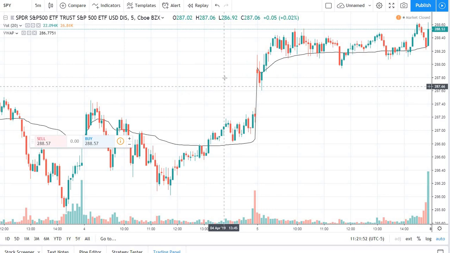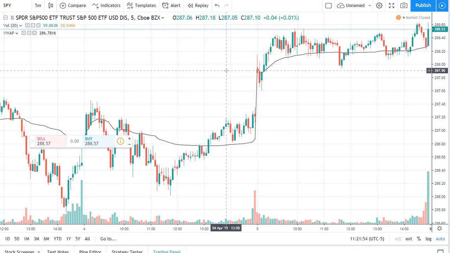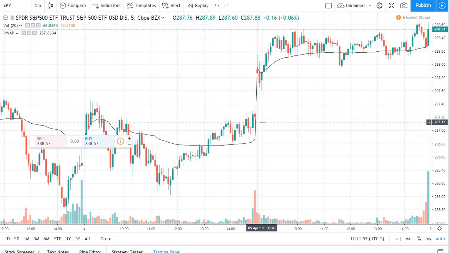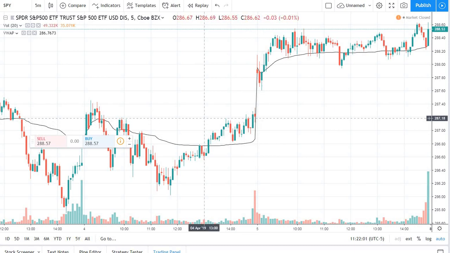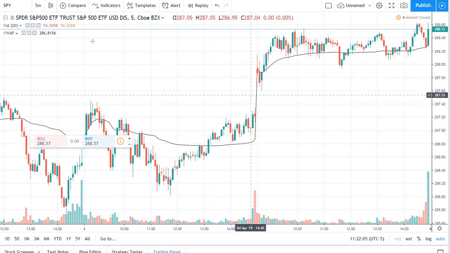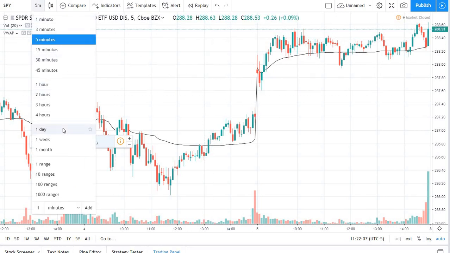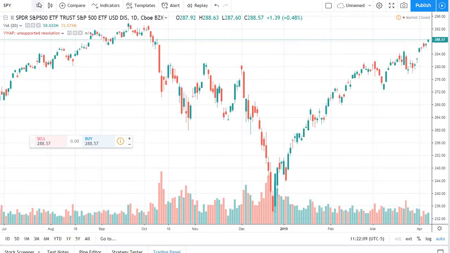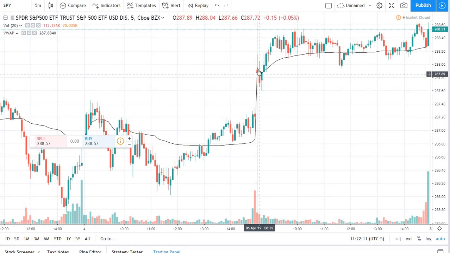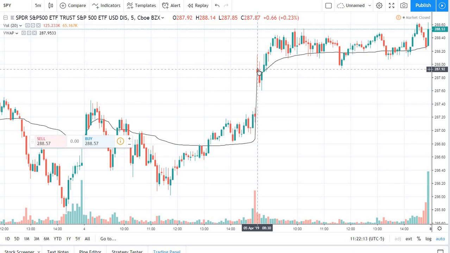So what does this tell us? It gives us a good indication of both price and volume, which are both very important in basically any indicator or any trade. It's only available intraday. So if you go to the daily chart, it's not going to show up properly. The reason being is it resets every day at the open.